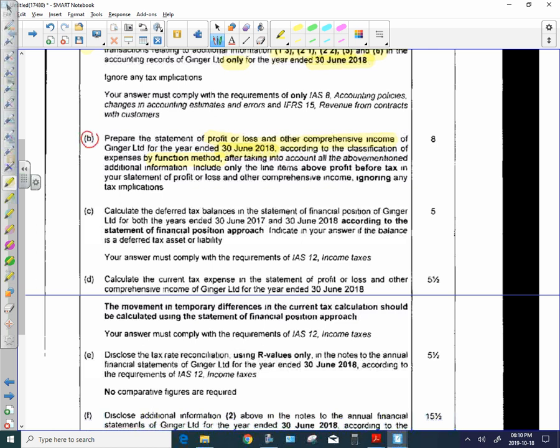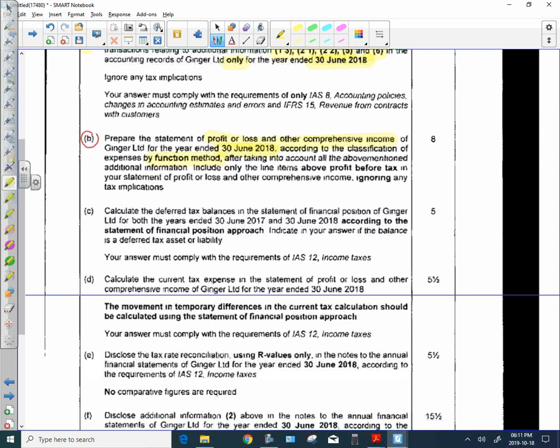Right, by function method means your expenses are in essence more grouped together than they would be if they were by, what's the other one? Nature. There you would have a depreciation expense, a salaries expense, all of those. Here they group it together in a few different ones called admin expenses, selling and distribution, and I think there are two other ones. You have your finance costs and so on. So there are 4 general categories of expenses.